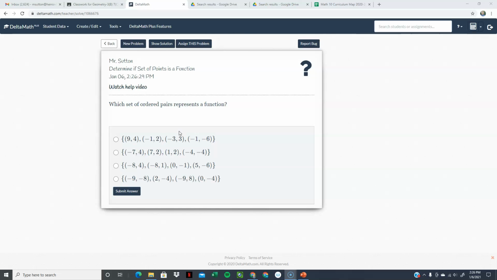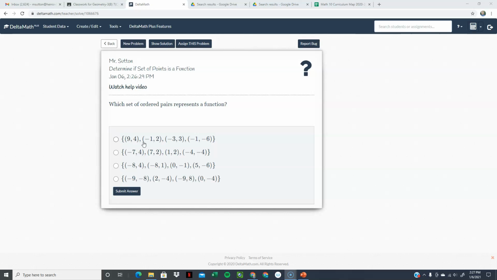So now we want to see which set of ordered pairs, which set of points, represents a function. So once again, the same thing applies. We want to look for inputs that have more than one output. Those are the ones that are not functions. So anytime we see, let me look for one, like here. So I have -8 goes to 4. -8 also goes to 1. That means that this is not a function because I have -8 going to 2 different outputs here. So let's go through these.